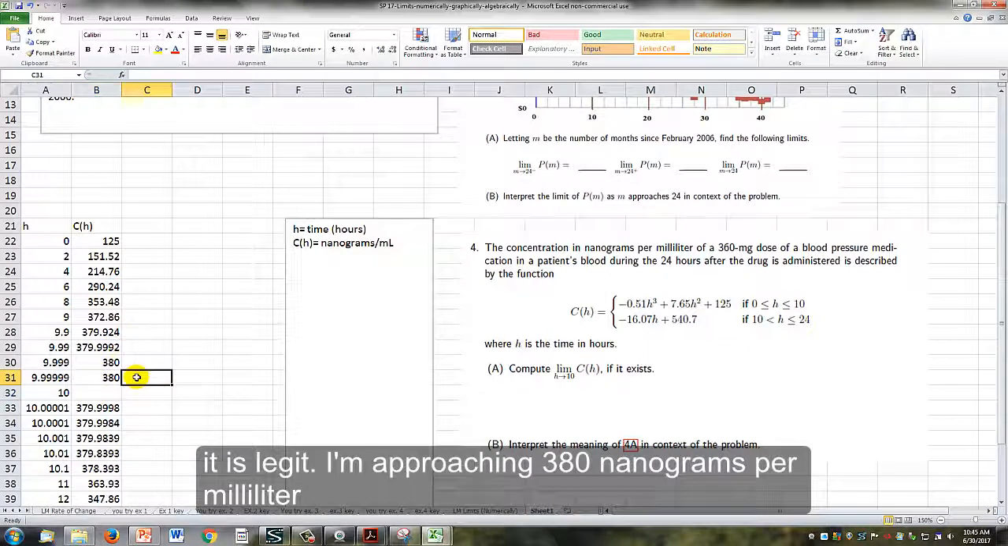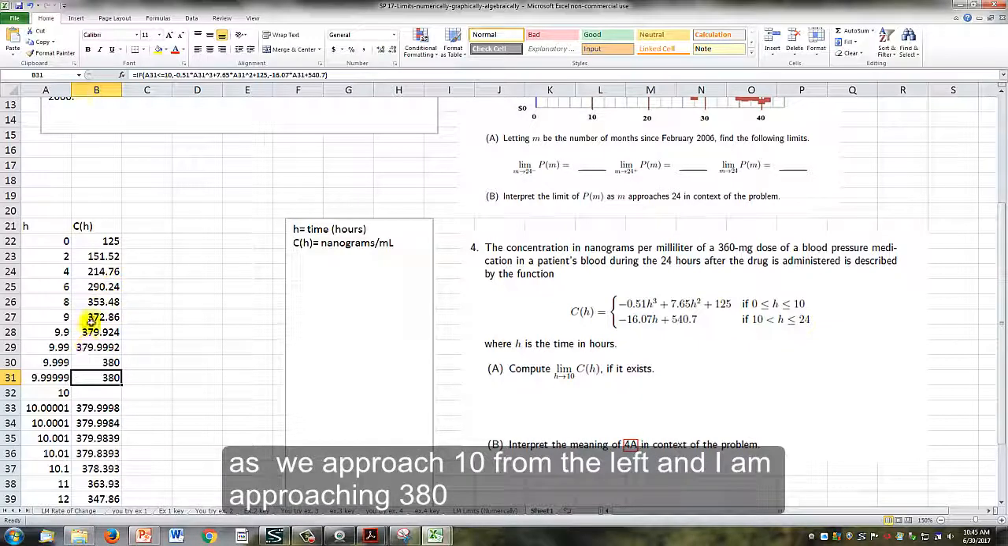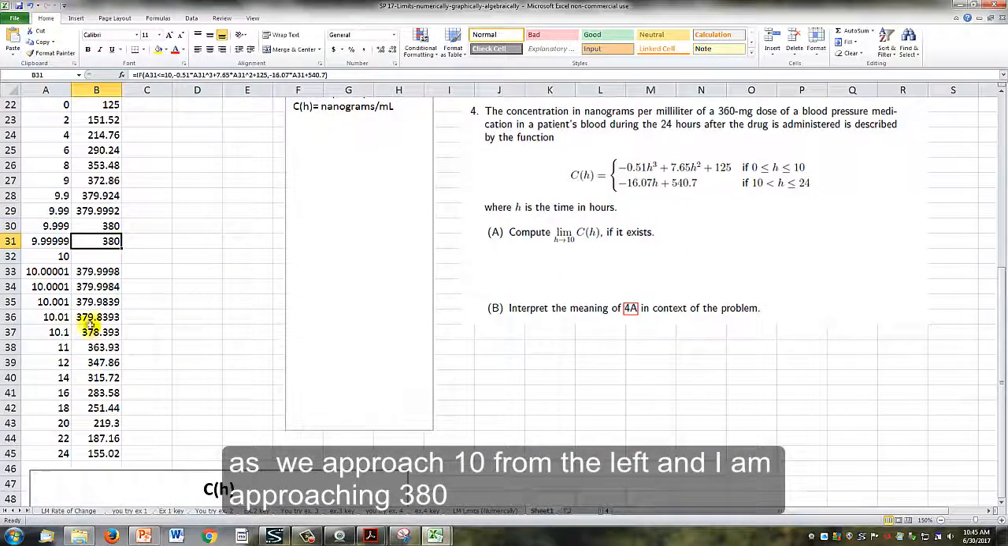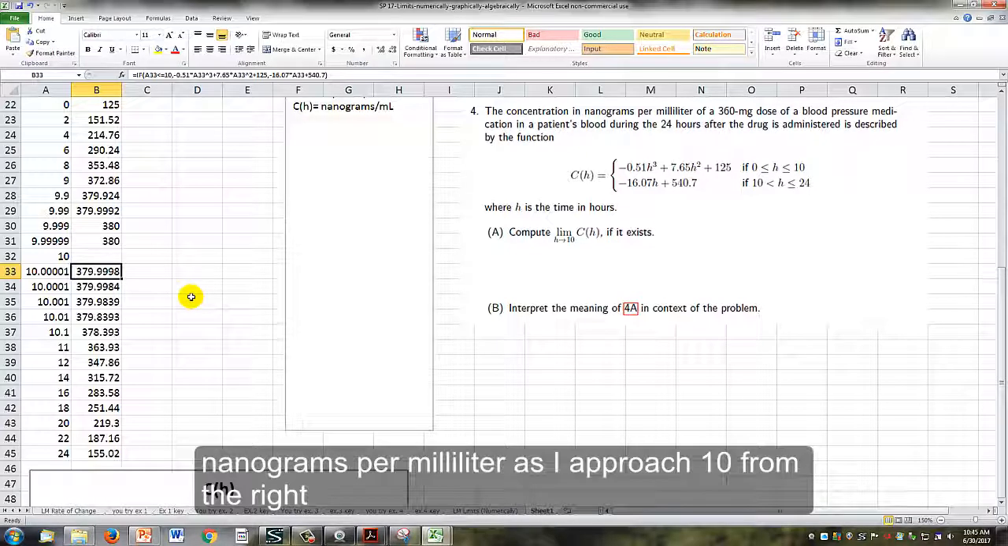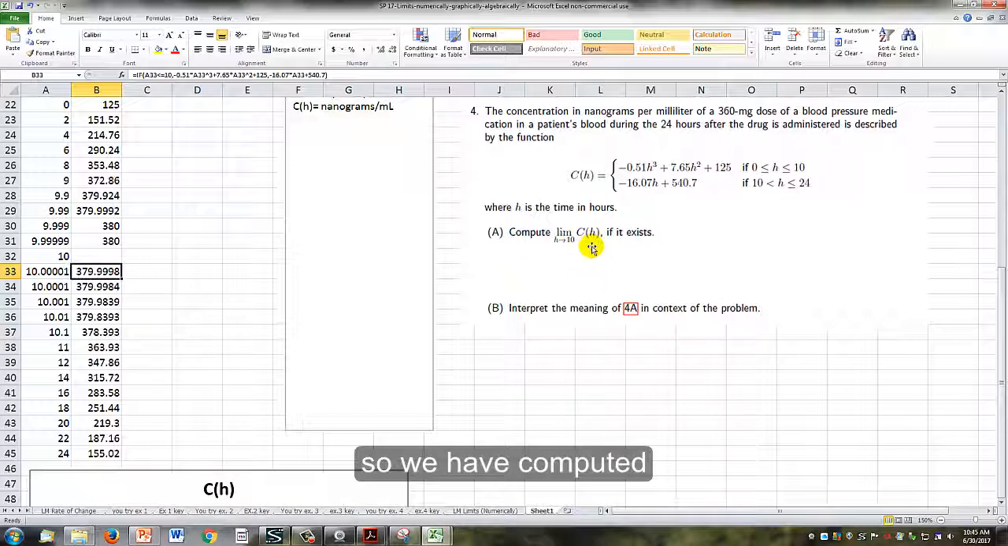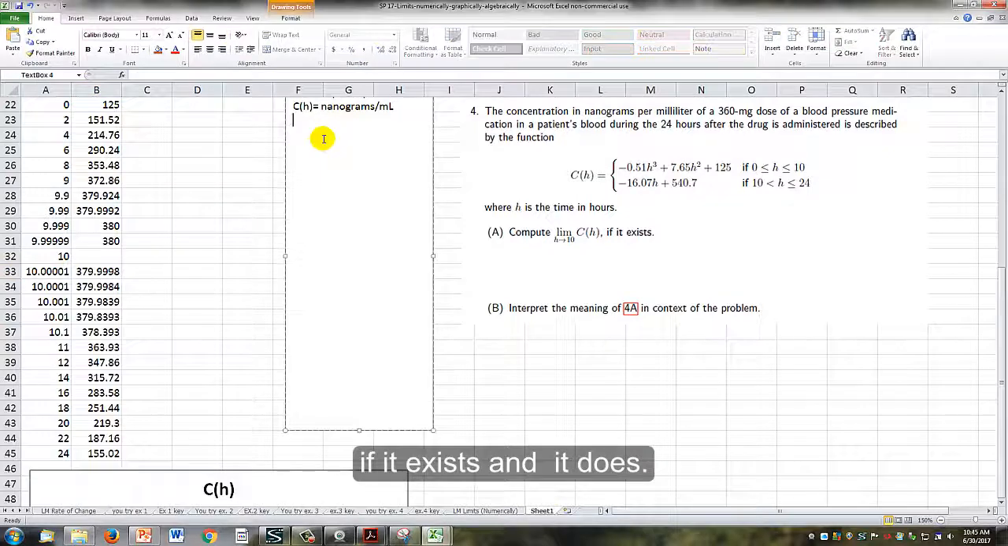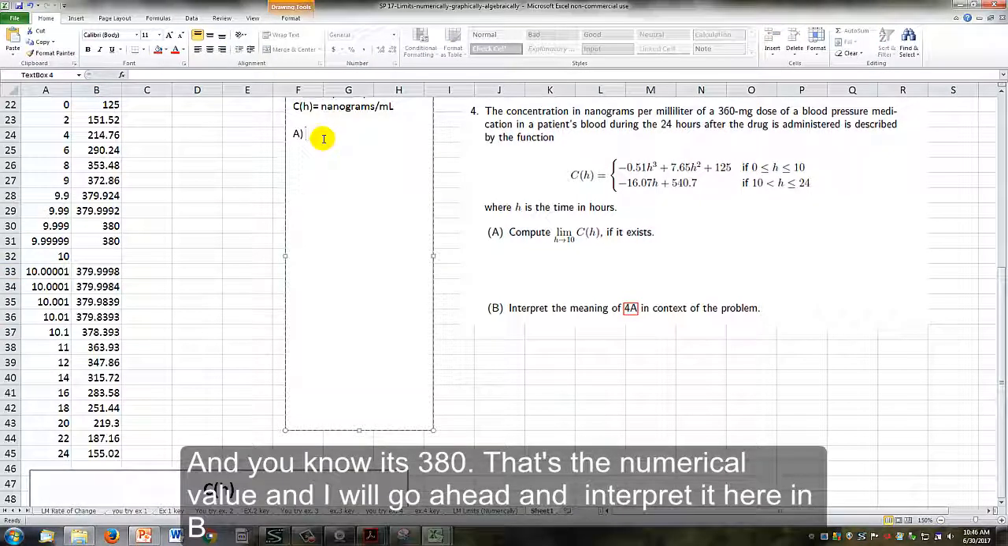I'm approaching 380 nanograms per milliliter as we approach 10 from the left, and I am approaching 380 nanograms per milliliter as I approach 10 from the right. So we have computed the limit if it exists, and it does. And you know, it's 380. That's the numerical value, and I'll go ahead and interpret it here in B.